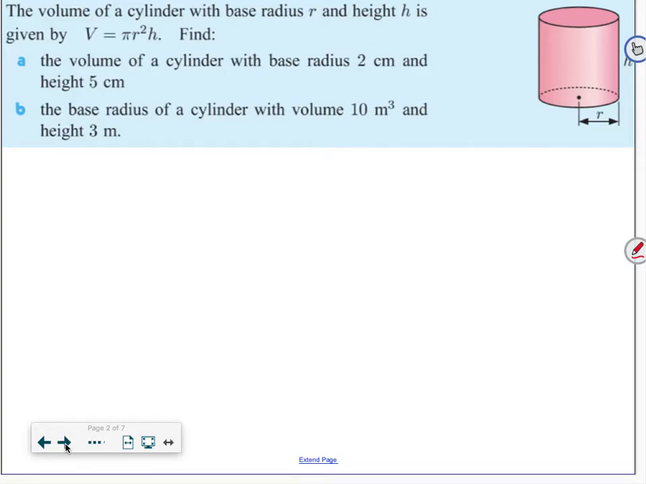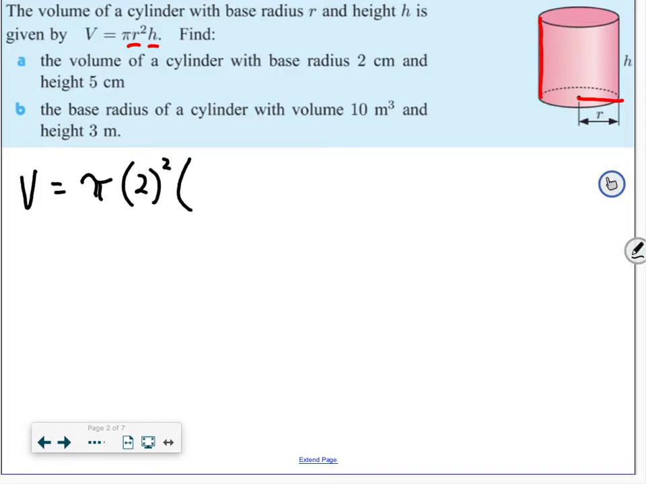So, looking at our next one, we're looking at the volume of a cylinder, where it's dependent upon our radius and our height of our cylinder, where the radius is from our center out and the height is from our base up. Okay, so the volume of a cylinder with a base radius 2 and a height of 5. So we're going to find the volume. We're going to substitute in, and we're going to have pi, my radius 2 squared, times my height.